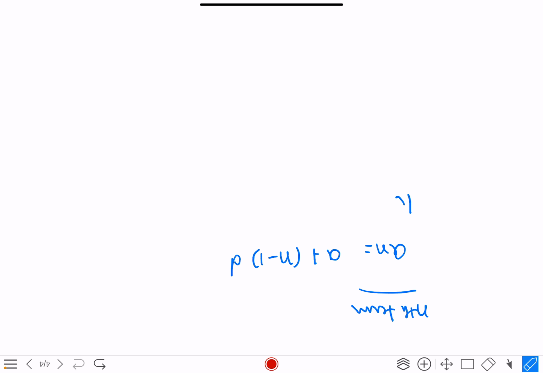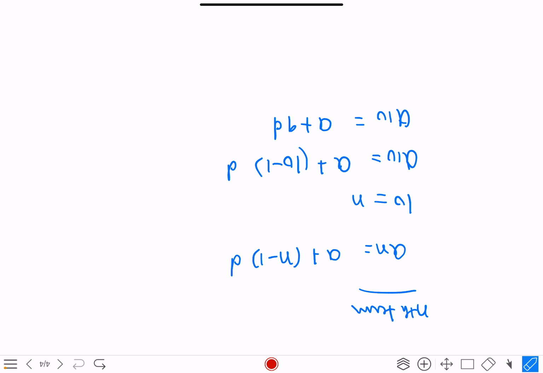Next formula is the formula for the nth term. You should know that the nth term of an AP is denoted as An, and the formula is A plus n minus 1 into D. For example, I am talking about the 10th term of an AP. So n is equal to 10. So what is A10? It is written as A plus 10 minus 1 into D. That means A10 is equal to A plus 9D. So the nth term is A plus n minus 1 D. This is the formula to be remembered.